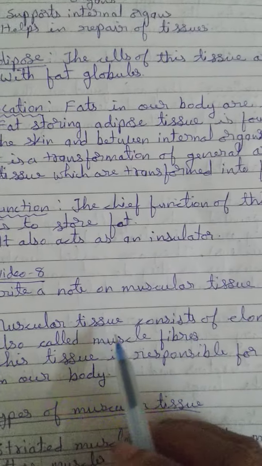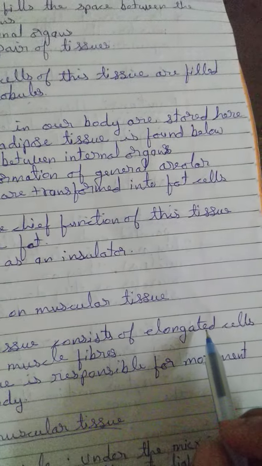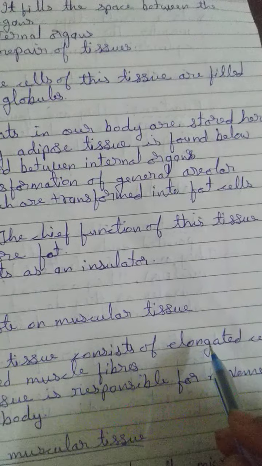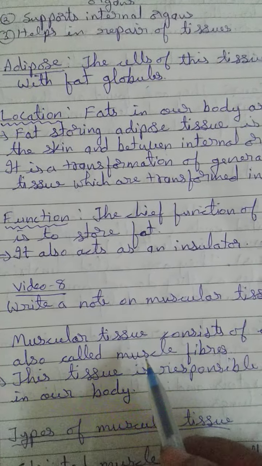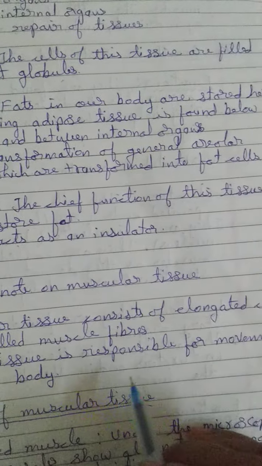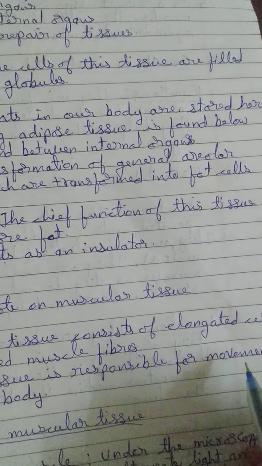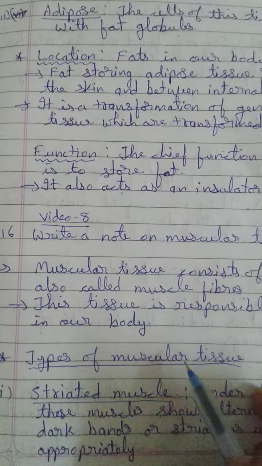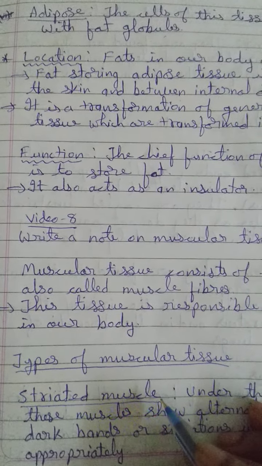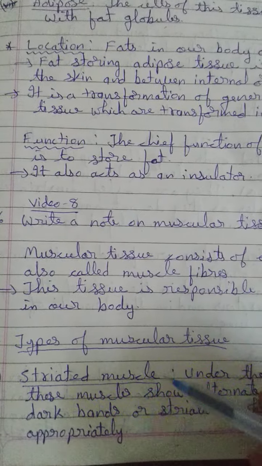Muscular tissue consists of elongated cells. That means the cells are long. They are not round or spherical, they are long. And these cells are also called muscle fibers. This tissue is responsible for the movement of the body. Muscular tissue helps in the movement. Now there are three types of muscular tissue: striated, unstriated and cardiac. Let us see one by one.